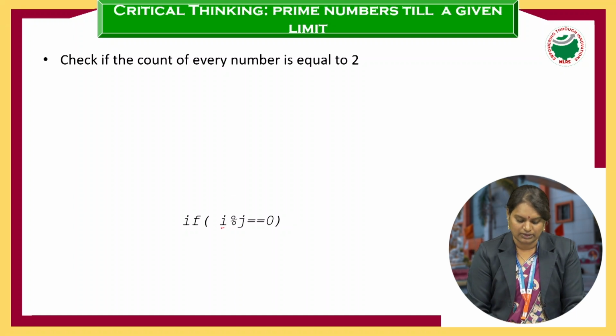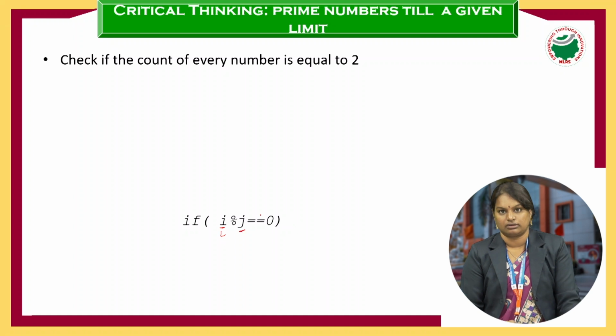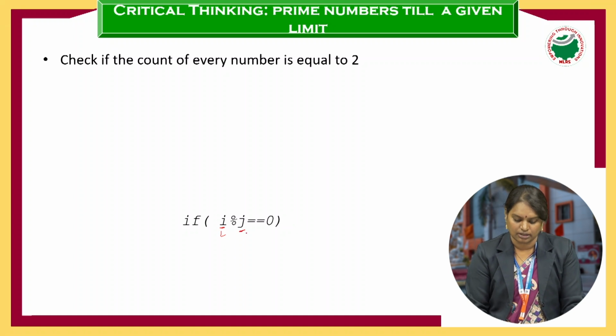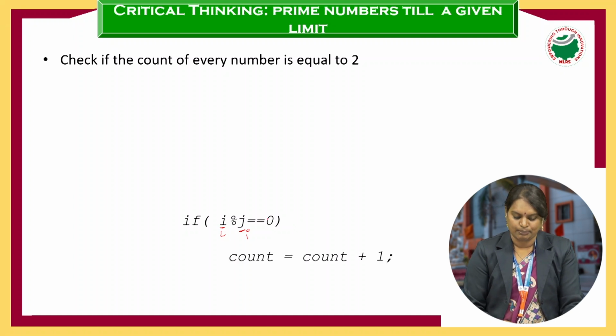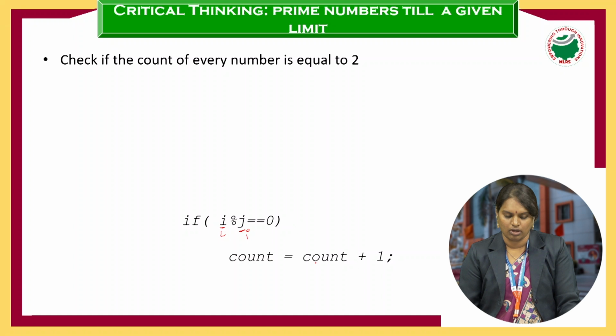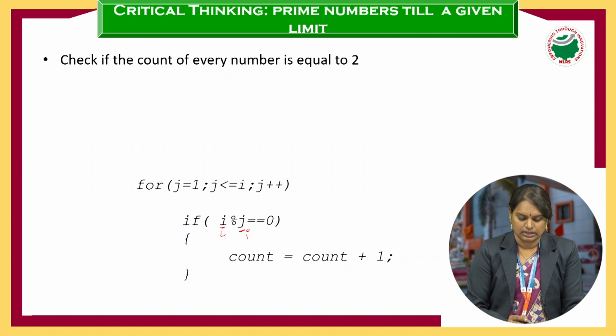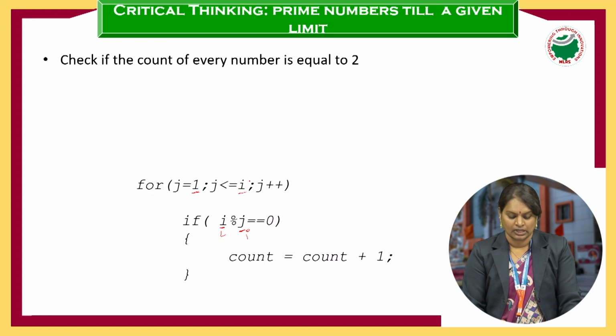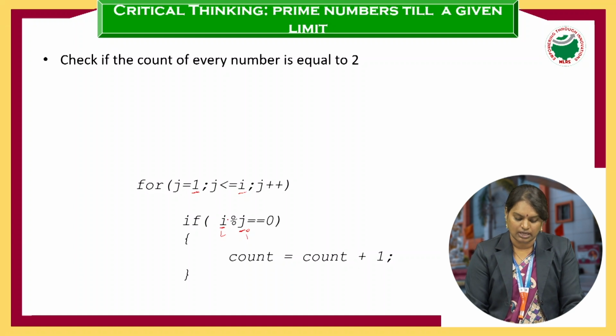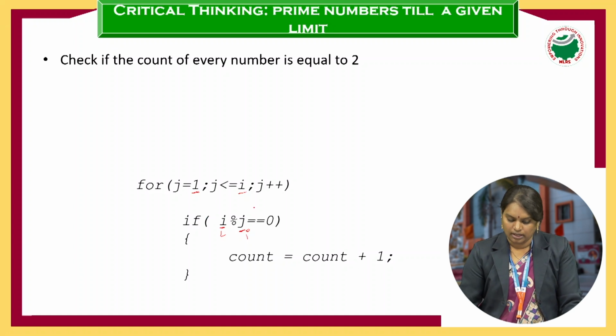So the end for i will be limit. End for j will depend upon i, so the end for j will be i. And once this happens, my count gets incremented. This is what we know already from earlier. Now see here, I am just talking about the j value. j should start from 1 to i, less than or equal to, because I should even check with the given number.